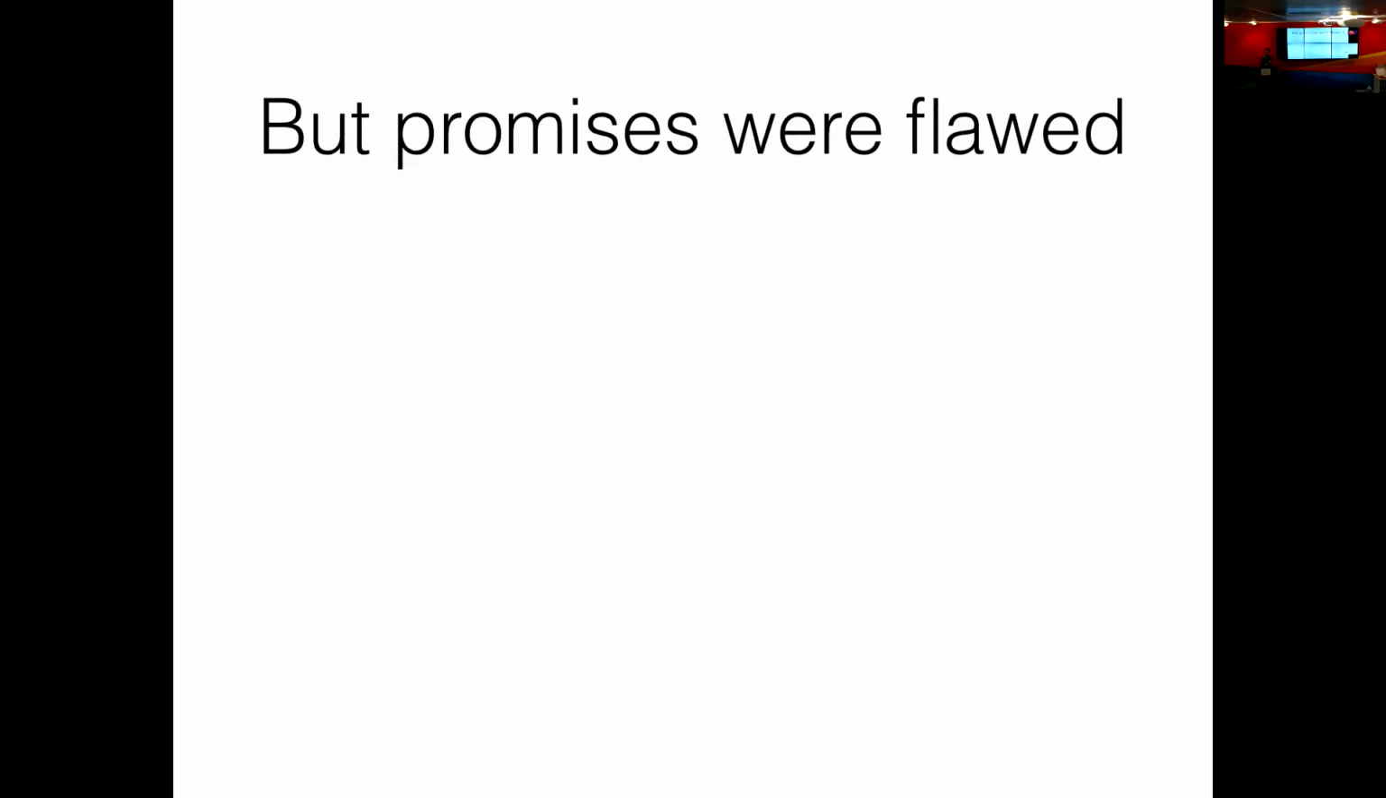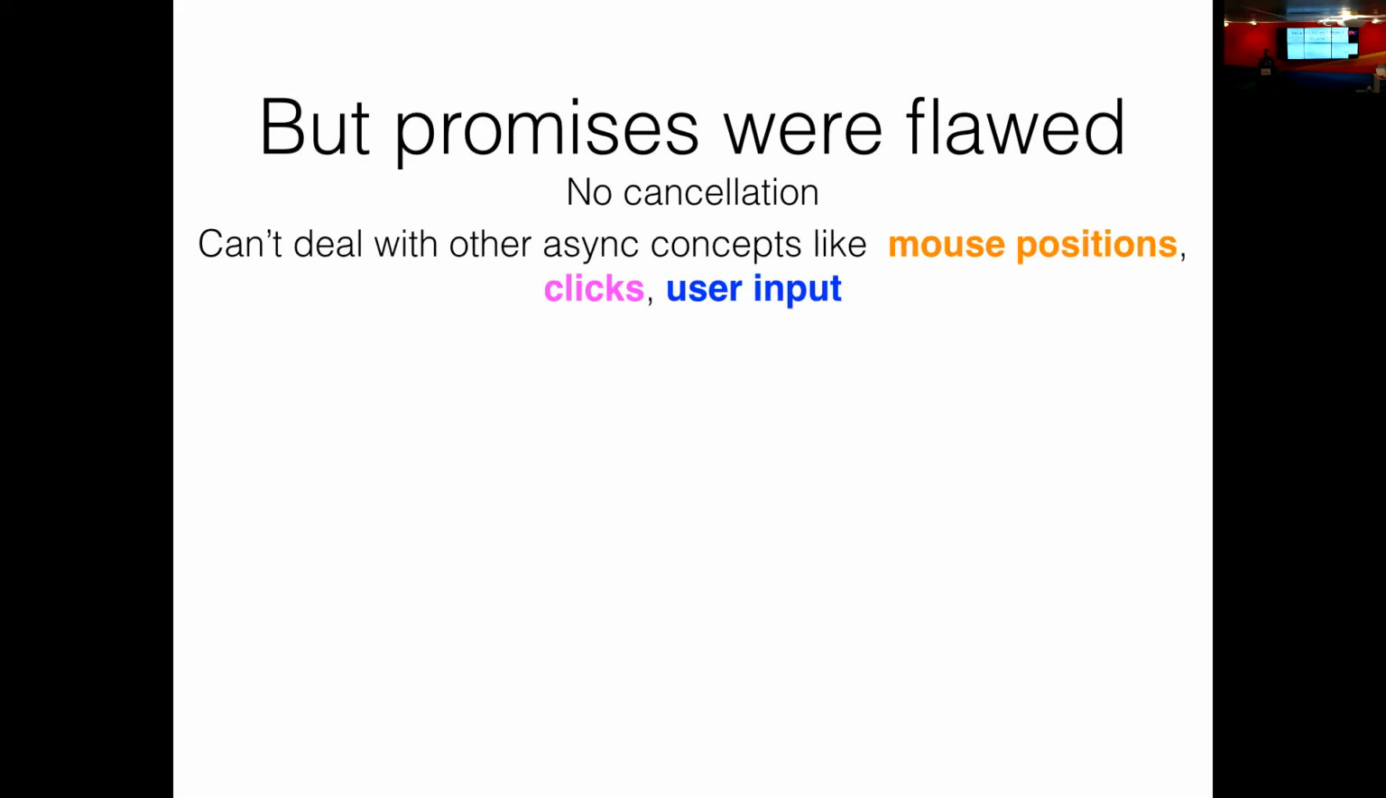But there are flaws. There are promise libraries out there with cancellations. I don't think cancellation is in the standard. I think it was removed even. We got other kind of async concepts, mouse positions, clicks, user inputs. All of those are async, which means we should be able to treat async concepts the same way. And that's where Rxjs really shines.